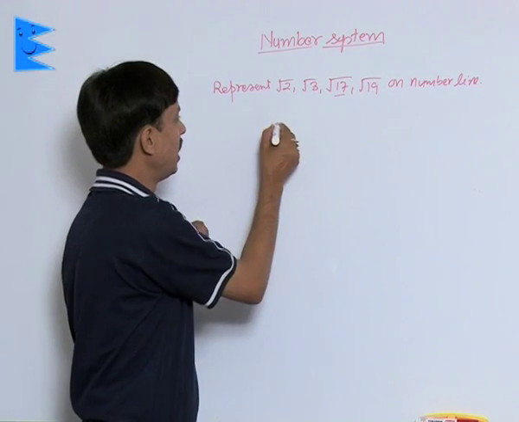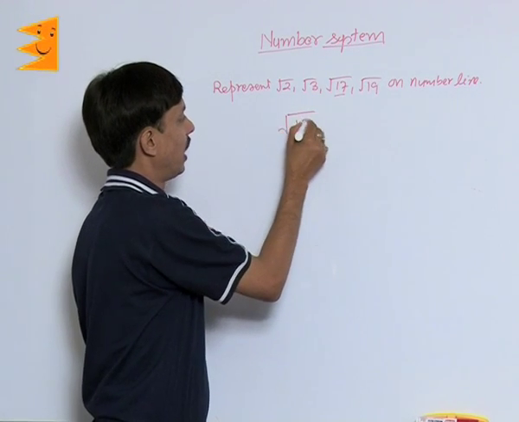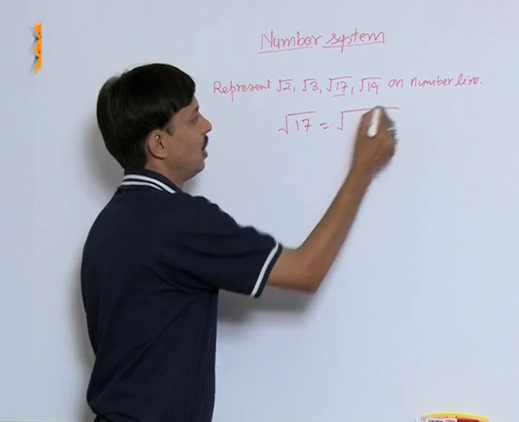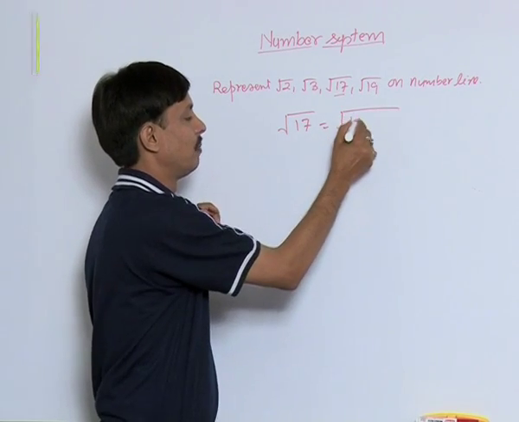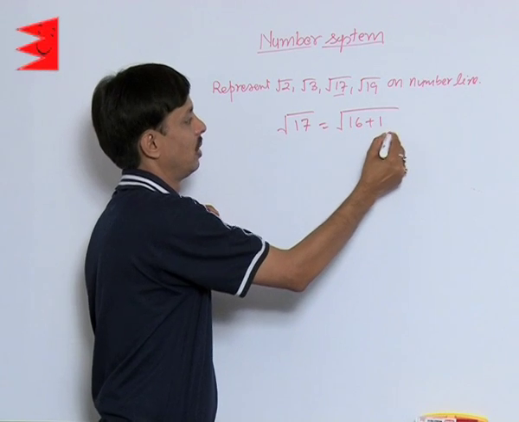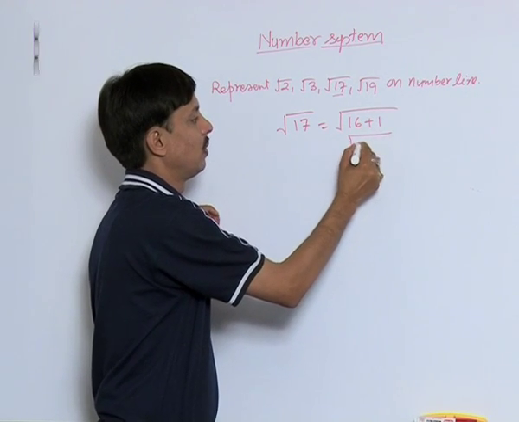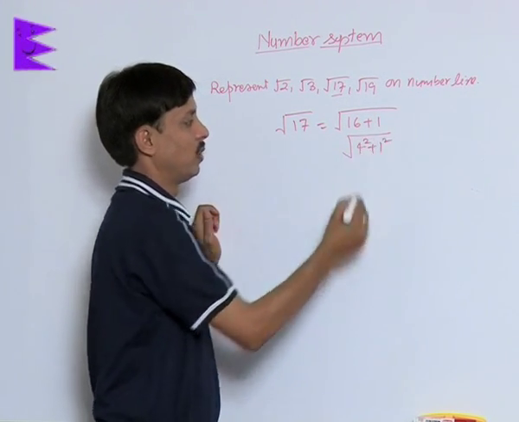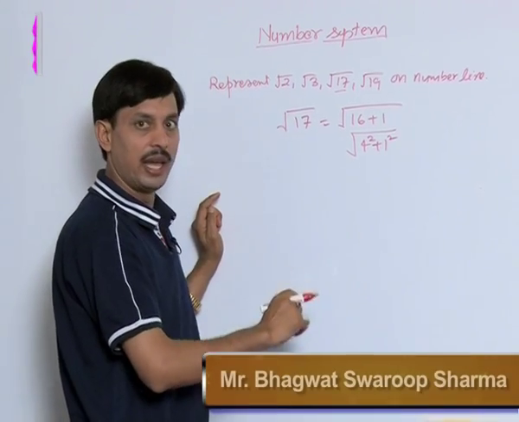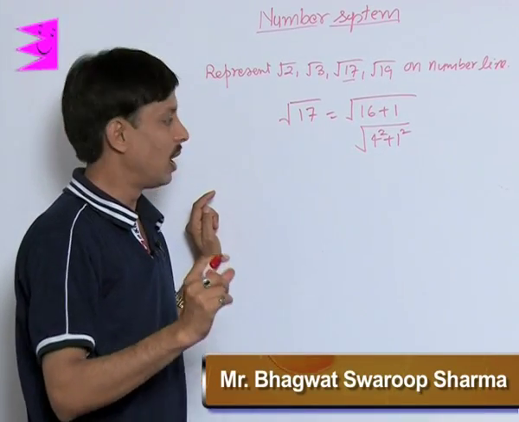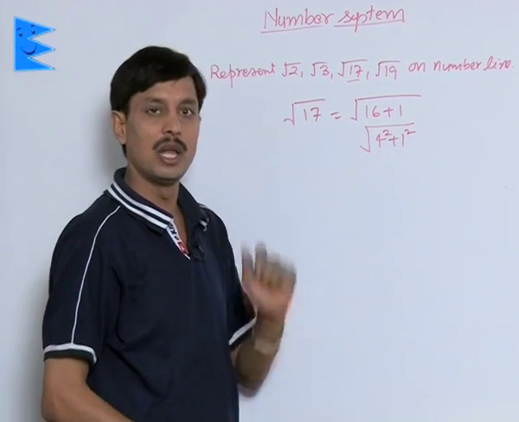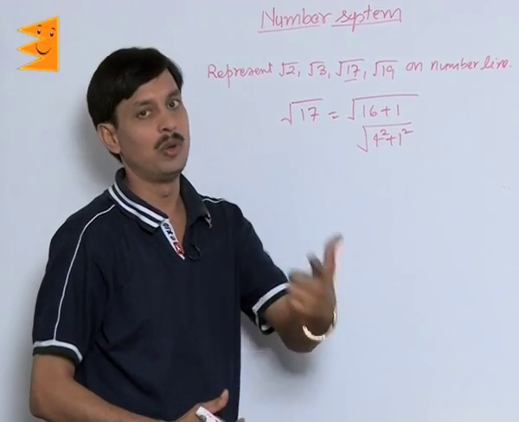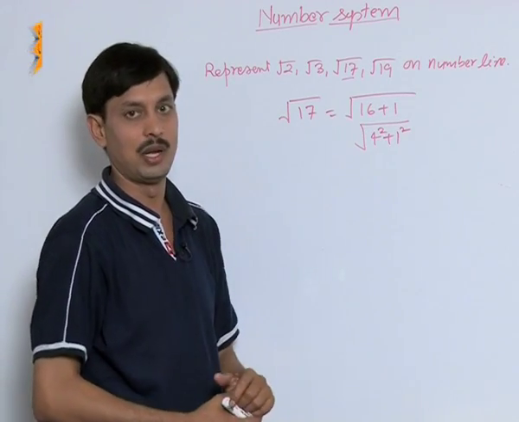Now how to represent root 17 on the number line? As initially, we will think of what are the two perfect squares whose sum is 17. The numbers are 16 and 1. It can be written as 4 square plus 1 square. It means we have to draw a right angled triangle whose base is 4 and perpendicular is 1. Its hypotenuse will automatically be root 17.